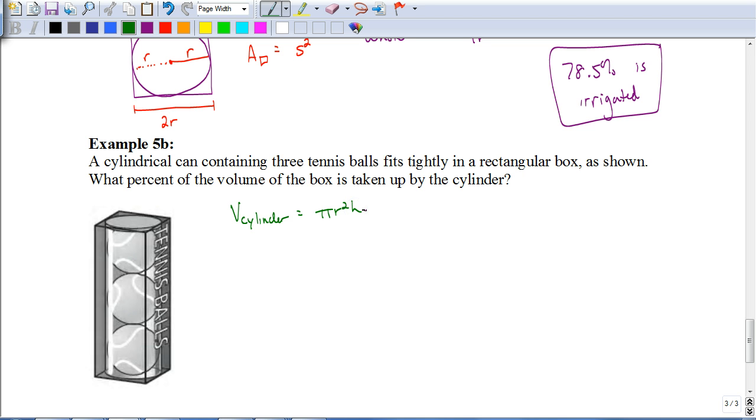And that cylinder is contained inside of a rectangular box, a rectangular prism. And the volume of the box would be the area of the base. They did a poor job giving us a diagram here. This is a square for a base, so it'd be s squared times the height.